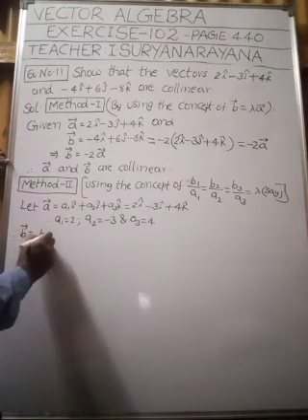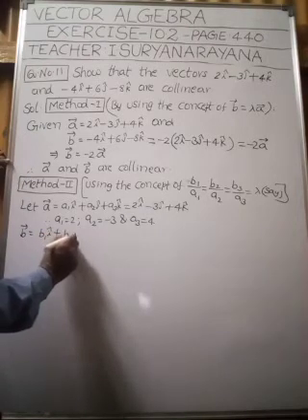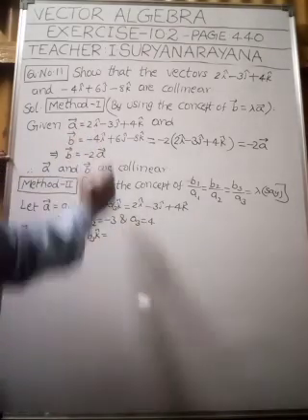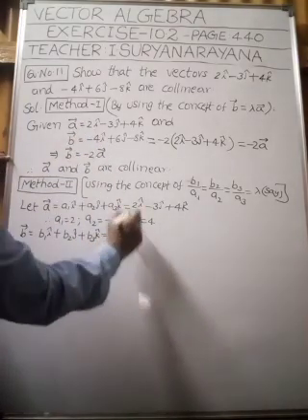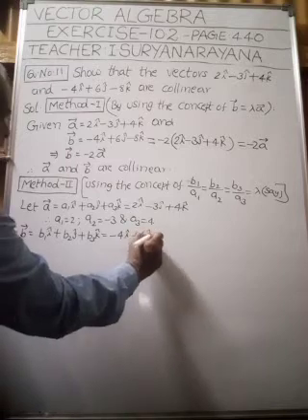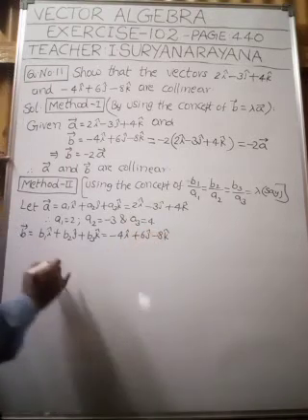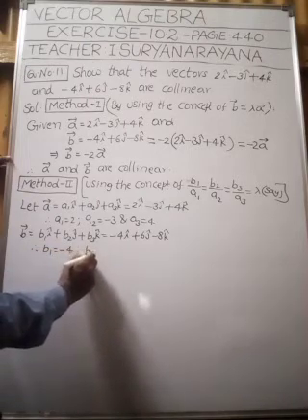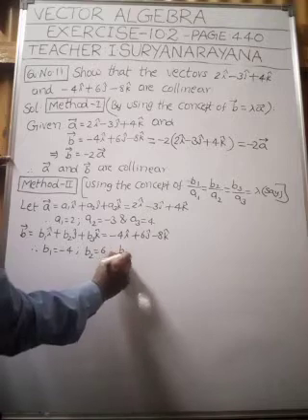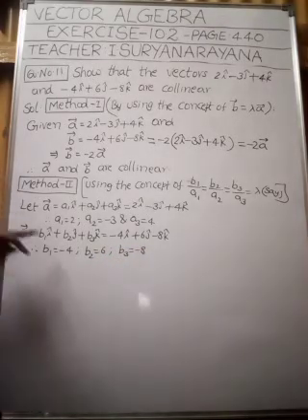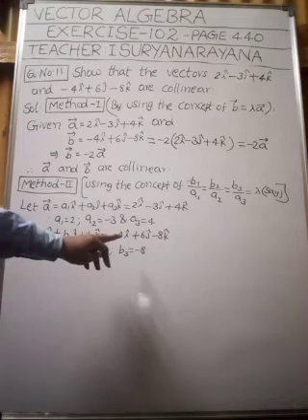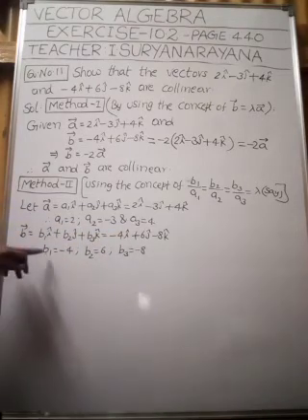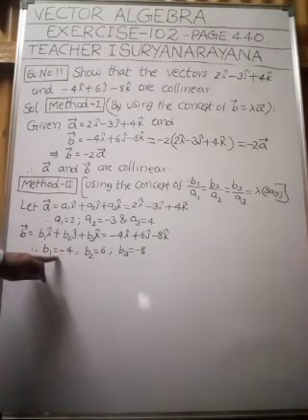b bar is equal to b1 i cap plus b2 j cap plus b3 k cap. This is equal to minus 4 i cap plus 6 j cap minus 8 k cap. Okay, my children. Therefore, b1 is equal to minus 4, b2 is equal to 6 and b3 is equal to minus 8. By equating the coefficients of i cap, j cap and k cap on both sides respectively, we get these values. Understood this step, my children?